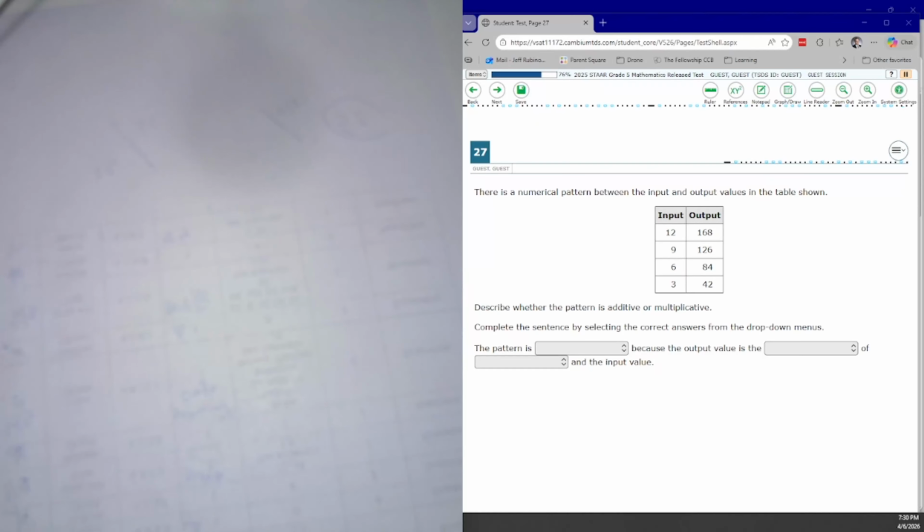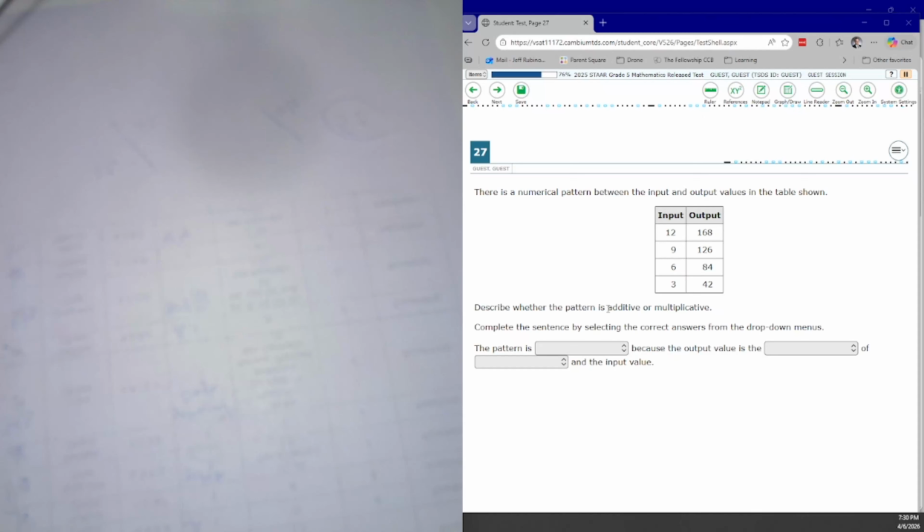Looking at question 27 of the 2025 5th grade STAAR math test. Here is our numerical pattern with our input and output. So we have 12, and now we have 168. 9, 126. 6, 84. 3, 42. Okay? So I'm going to complete this number sentence.